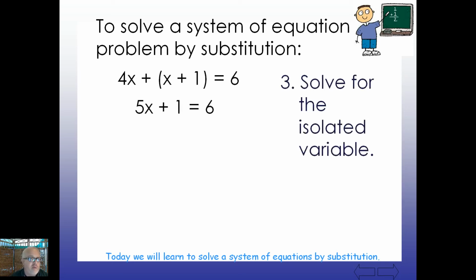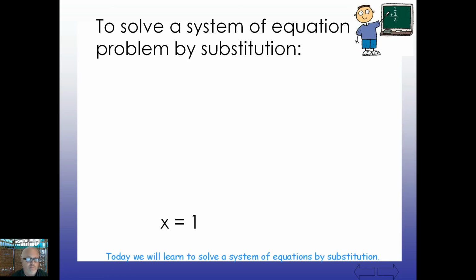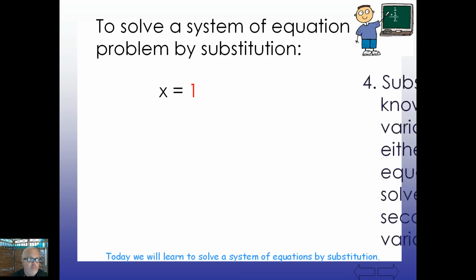So we're looking at 5x plus 1 equals 6. That's simply 4x plus 1x plus 1. Do a little bit of solving here from 6th and 7th grade. And we end up with 5x equaling 5, so x equals 1. Now what do you do with that 1? Well, with this 1, we're going to plug it into either equation we want to.